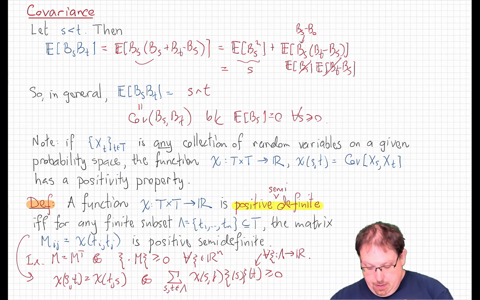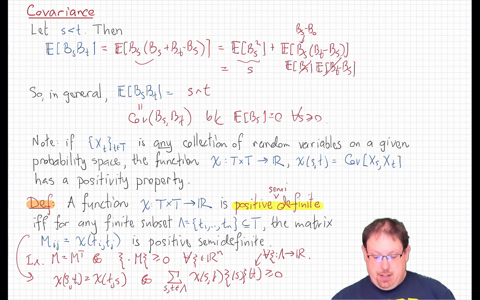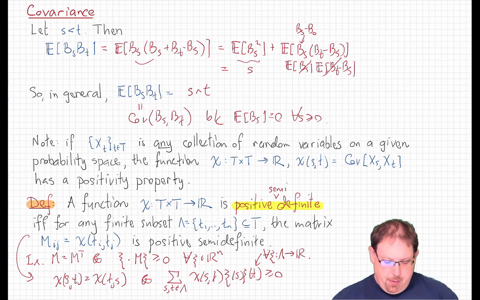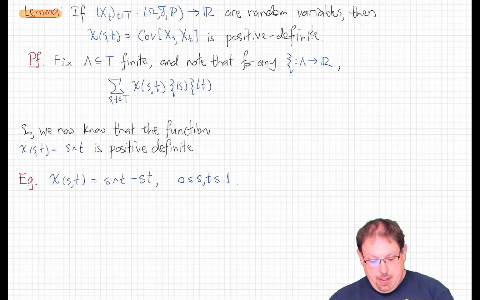That is, this vector psi can be thought of as a function from n into the reals, giving the components of the vector. Any covariance function is positive definite in this sense. Now, we could take 3 or 4 pages of calculations and show directly that this is a positive definite function, but instead we'll just show that it's a positive definite function because it is the covariance of a collection of random variables. So that's our lemma here. Any collection of random variables on the same space has a positive definite covariance function.